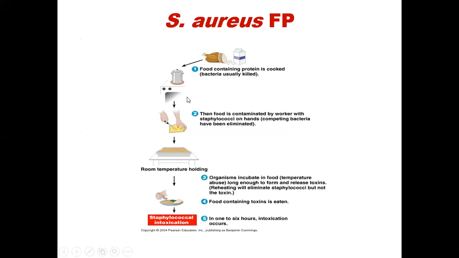So what do you have? The food contains protein. It is cooked, like I said earlier. But then you have a colonized food handler who contaminates the food after the cooking process. Now the cooking process gets rid of competing bacterial agents. Then this contaminated food handler introduces new organisms that are going to thrive. Room temperature is within the danger temperature zone.